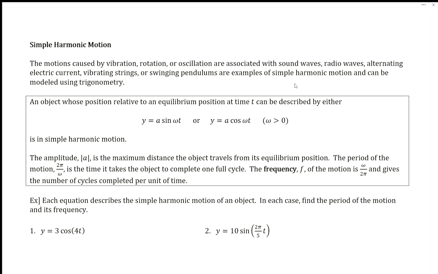So simple harmonic motion is often involved with word problems or applications. It's the motions caused by vibration, rotation, oscillation, or waves, radio waves, currents, vibrating strings. So it happens a lot. It really just is when anything is periodic, when anything is repeating itself.